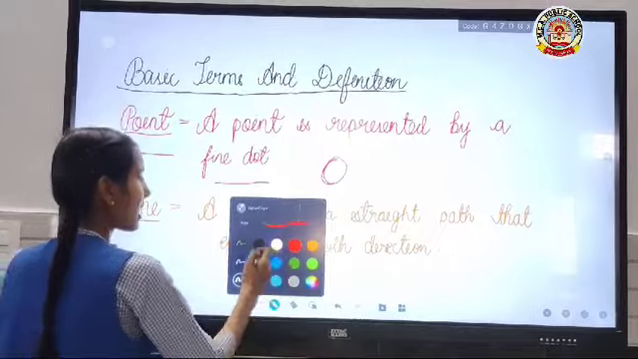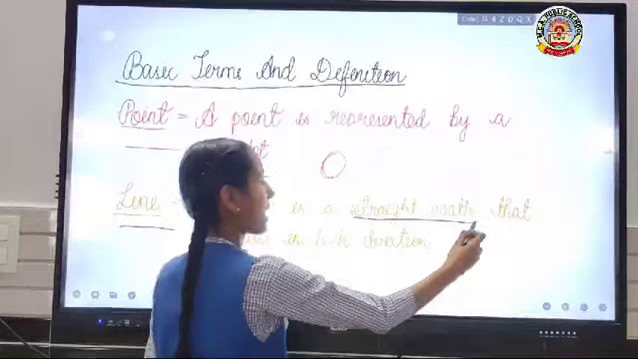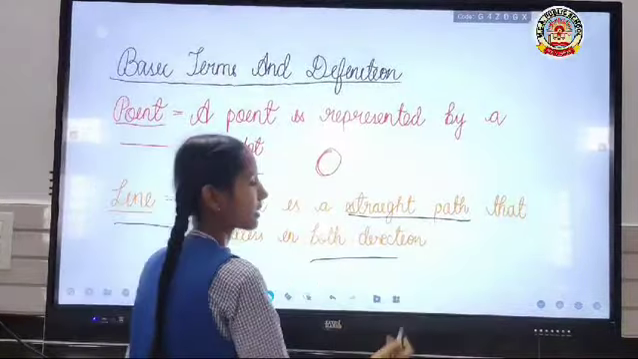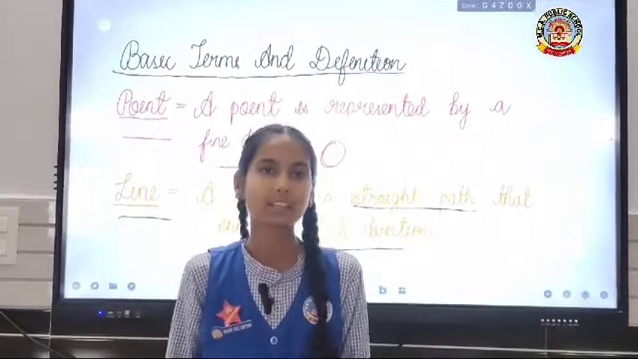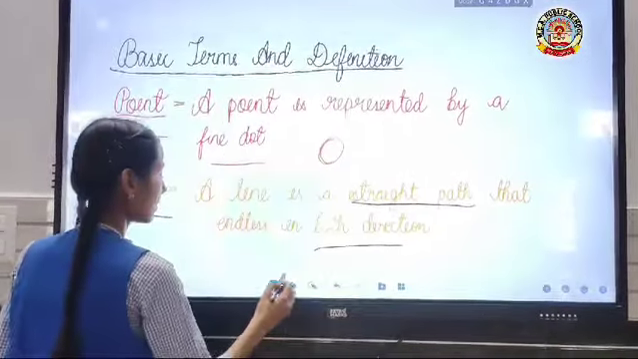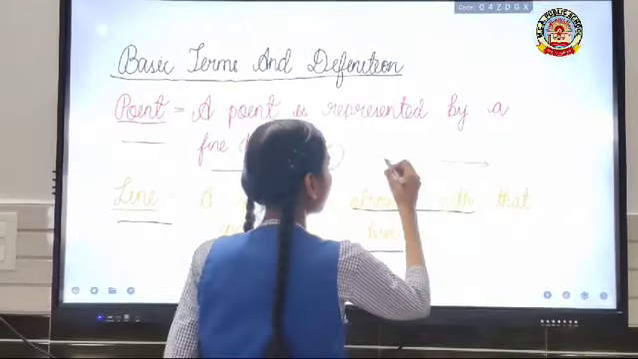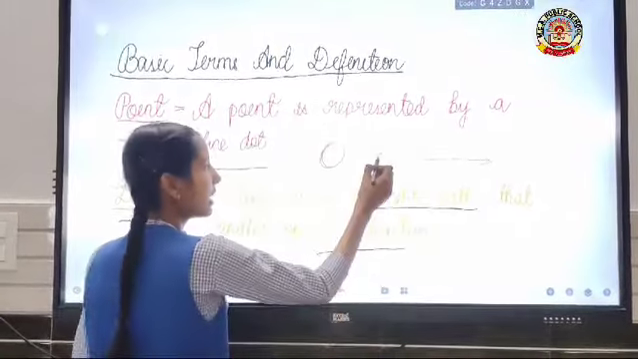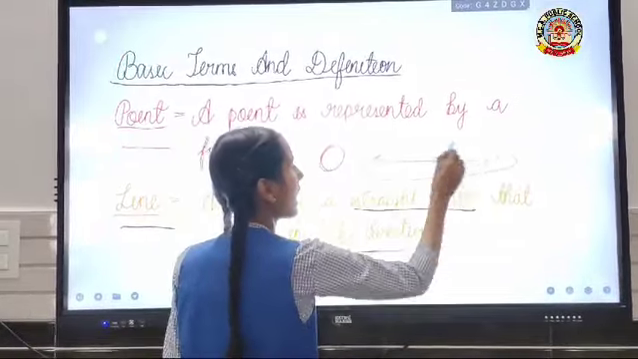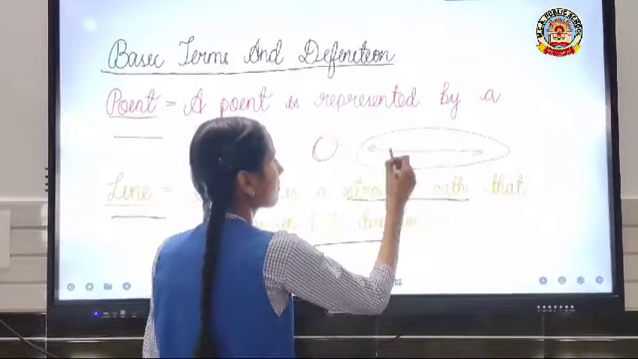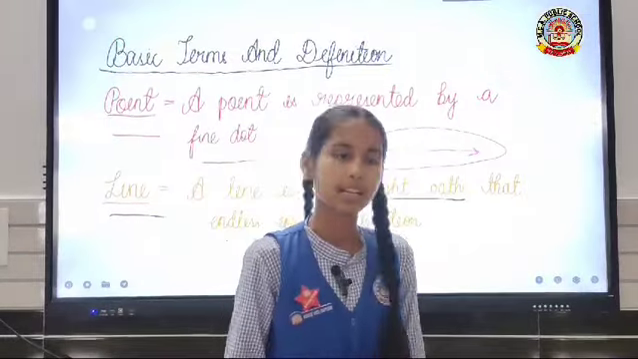Now next is our line. What is a line? A line is a straight path that is endless in both directions, means it can go infinite. It does not have any fixed length. For example, if we are making a straight line and it does not have any endpoint, then it is called a line. It is represented by two arrows and it does not have any fixed length.